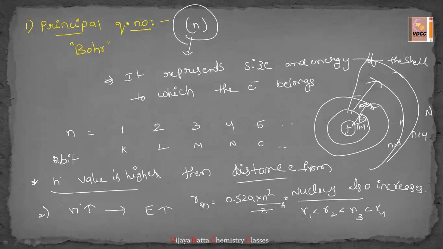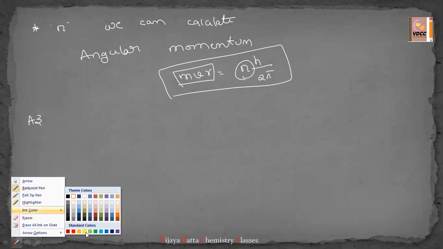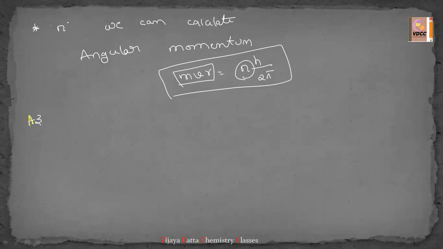Now come to the azimuthal quantum number. What is meant by the azimuthal quantum number and who proposed it? Let us see. The next one is the azimuthal quantum number. A compulsory question on quantum numbers we can expect from atomic structure, guys. It was given by Sommerfeld.